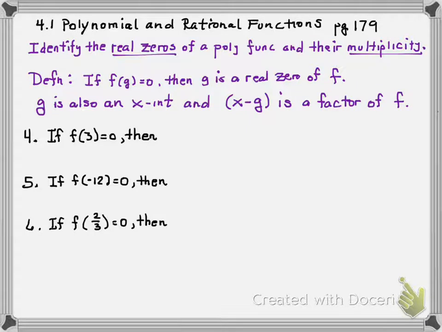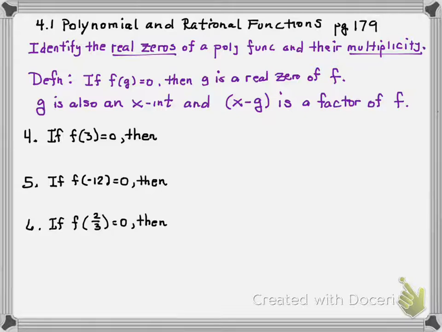Okay, now I want to talk about real zeros and their multiplicity. So let's identify the real zeros of a polynomial function and their multiplicity. So here's a definition. If f of g equals 0, then g is a real zero of f. G is also an x-intercept, and x minus g is a factor of the polynomial function.